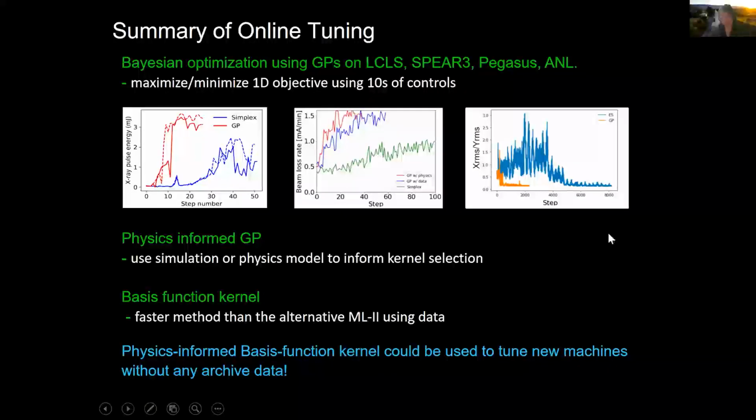Are there any questions on this part before we switch gears to anomaly detection?